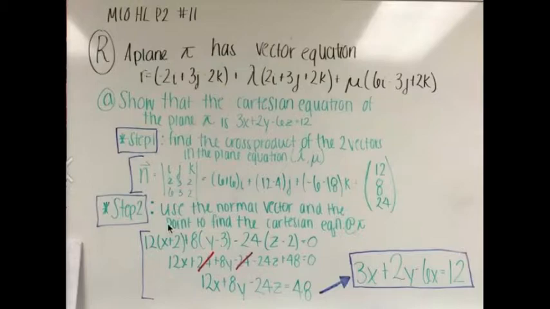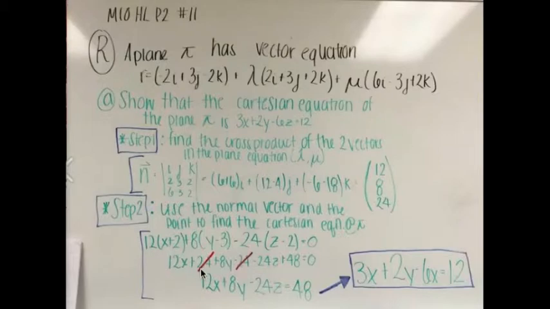The next step is to use that normal vector, which is 12, 8, and negative 24, and the point, which is negative 2, 3, negative 2. And this is how you're going to find the Cartesian equation of the plane pi. So, for example, you have to use the equation of a times the quantity of x minus x naught plus b times the quantity of y minus y naught and plus c times the quantity of z minus z naught, and that will be equal to d. However, to begin, you don't have a d, you just set this equal to 0.